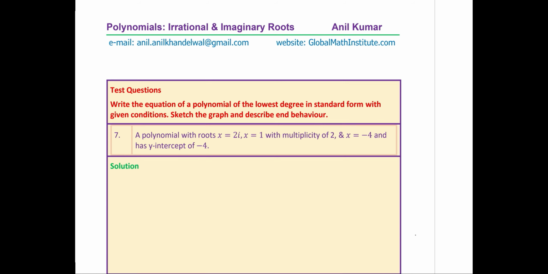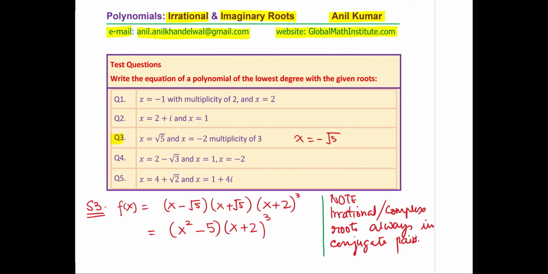But I hope with this, you have understood the concepts. And the concept is that we could have for any polynomial rational roots, imaginary roots, or irrational roots. Given these roots, we could actually find the polynomial equation. Even if we have a combination of these, it is not at all a problem.